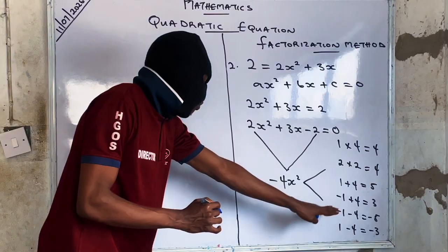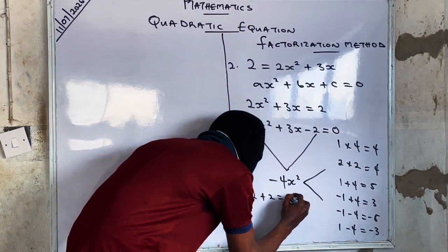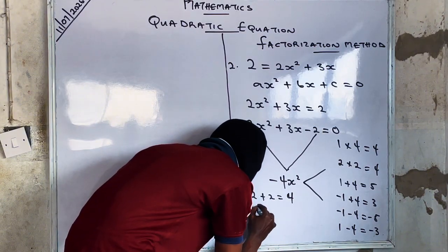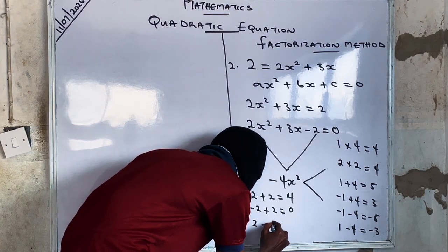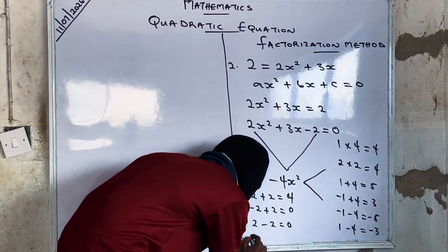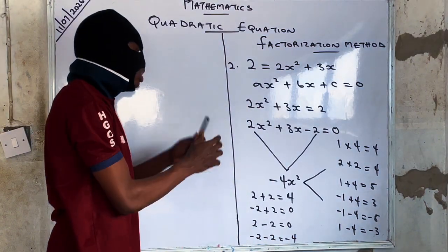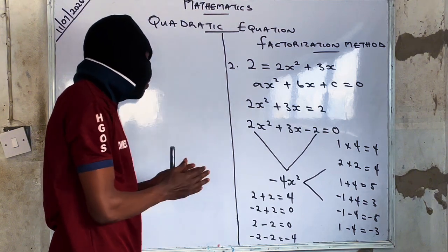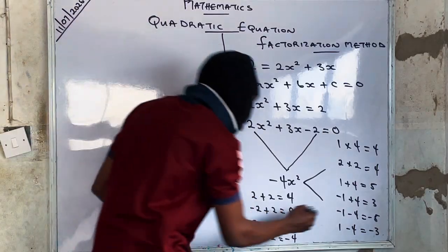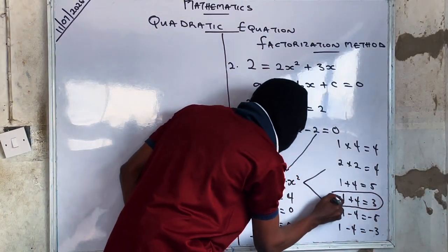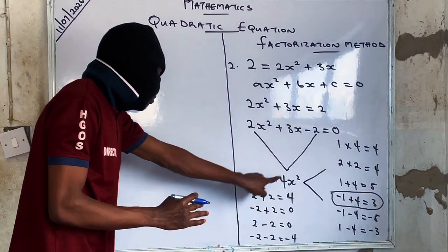Now this was 1 and 4. Then let's try 2 and 2. If we have 2 plus 2, it will give us 4. You have minus 2 plus 2, that's 0. 2 minus 2 is 0, then minus 2 minus 2 will give us minus 4. Now we look at it, this one is very straightforward. Both factors are not giving us 3x. It's only one pair, which is minus 1 and plus 4. Now, let's multiply them together to see if it will give us minus 4.